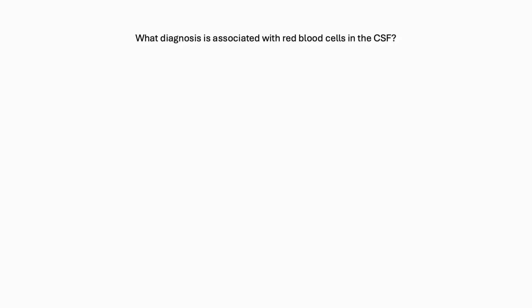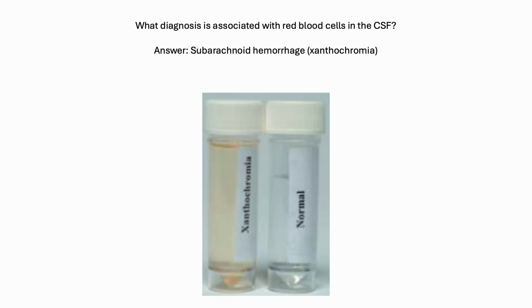What diagnosis is associated with red blood cells in the CSF? So you did a lumbar puncture and you're noting blood in the draw. This is going to be from a subarachnoid hemorrhage, and it's a way to diagnose a subarachnoid hemorrhage, and it's actually called xanthochromia, and that's telling you, hey, this is a subarachnoid state here.